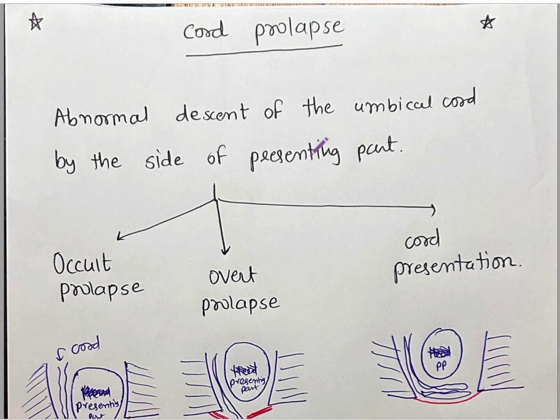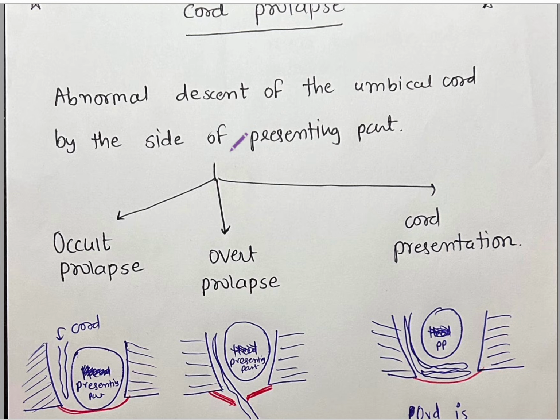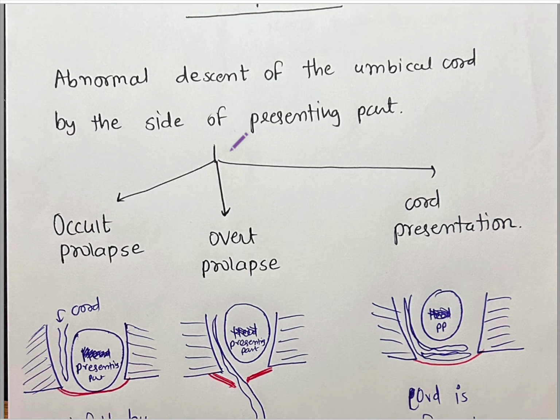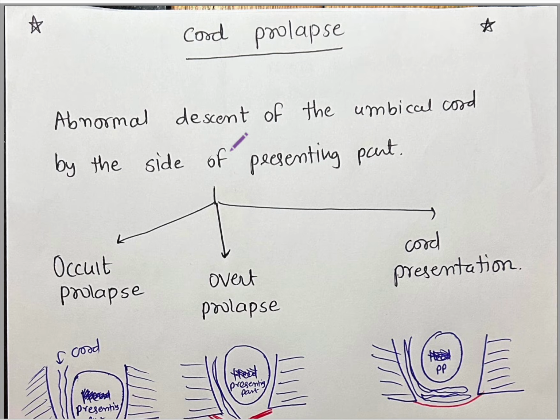Hello guys. So in today's video we are going to talk about cord prolapse. When I say cord prolapse, that means umbilical cord prolapse. Now the definition is abnormal descent of the umbilical cord by the side of the presenting part. So when the umbilical cord comes out along with or before the baby's presenting part, which may be head, which may be breech, which may be anything, that's called cord prolapse.